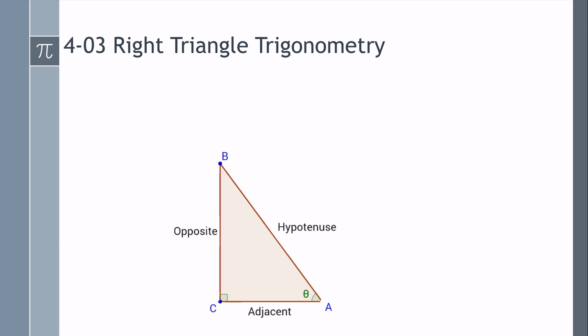So on this right triangle we have an angle marked. The side on the other side of the triangle is called the opposite side. The leg touching the angle is the adjacent, and the hypotenuse is always the longest side. It's always opposite the right angle.